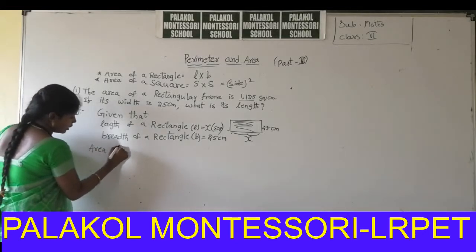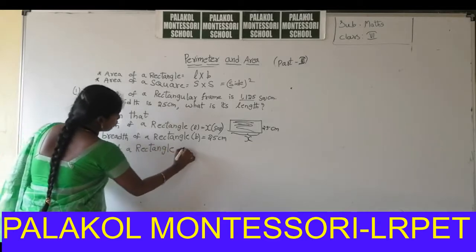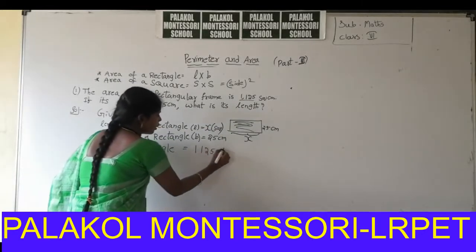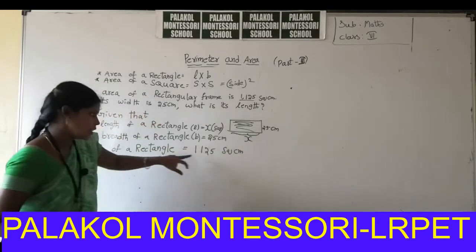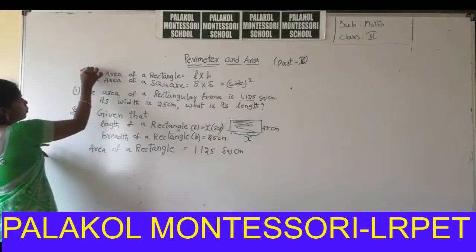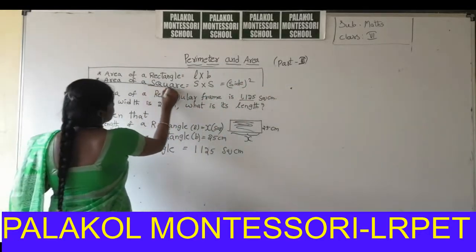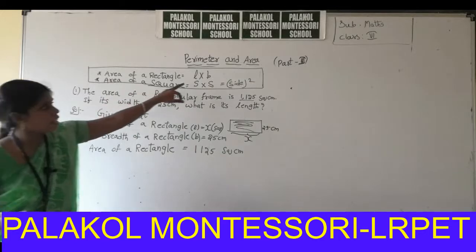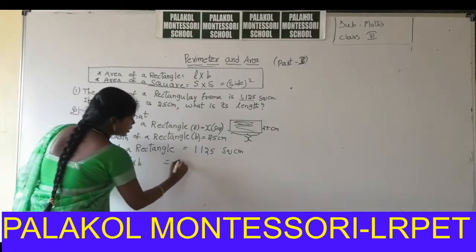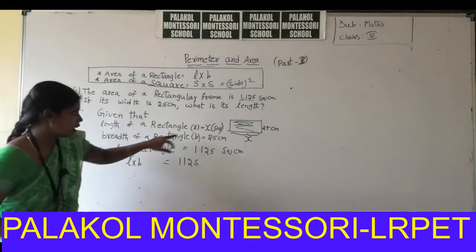In the same way, area of a rectangle is equal to 1125 square centimeters. We already know the formula: area of a rectangle is nothing but length into breadth. So this is also area of a rectangle, and this is also area of a rectangle. Both are equal.